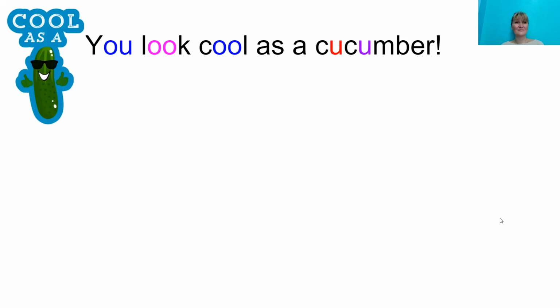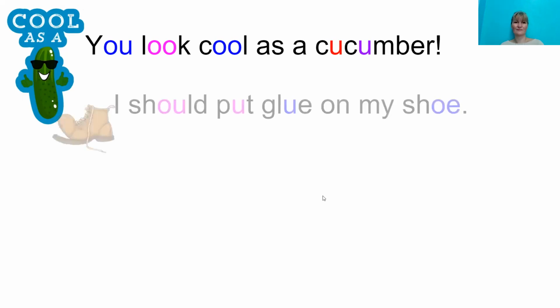So this is actually an expression. To look as a cucumber means to look healthy, to be healthy. Cool as a cucumber is to be healthy. Быть здоровым, да? Ты выглядишь здорово, здоровым. Очень хорошо. Это такое выражение есть. So you can also add this whole expression to your vocabulary.